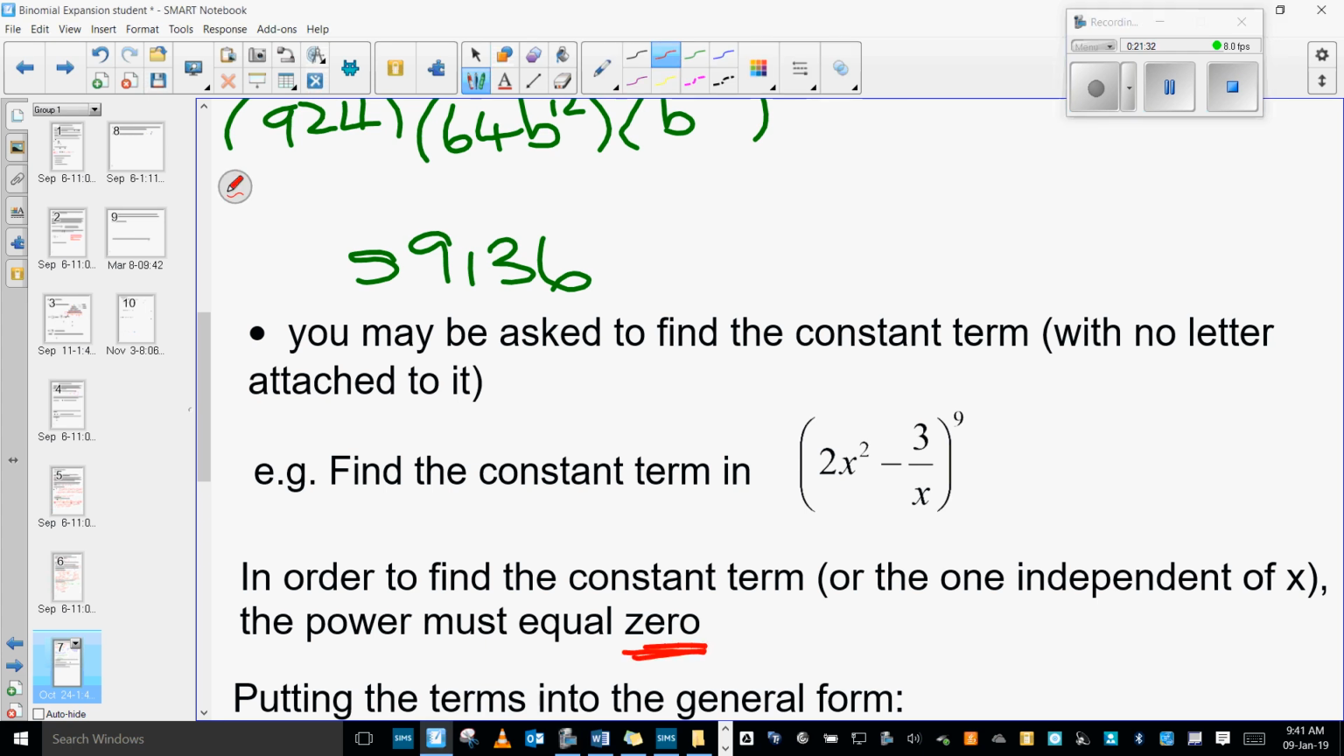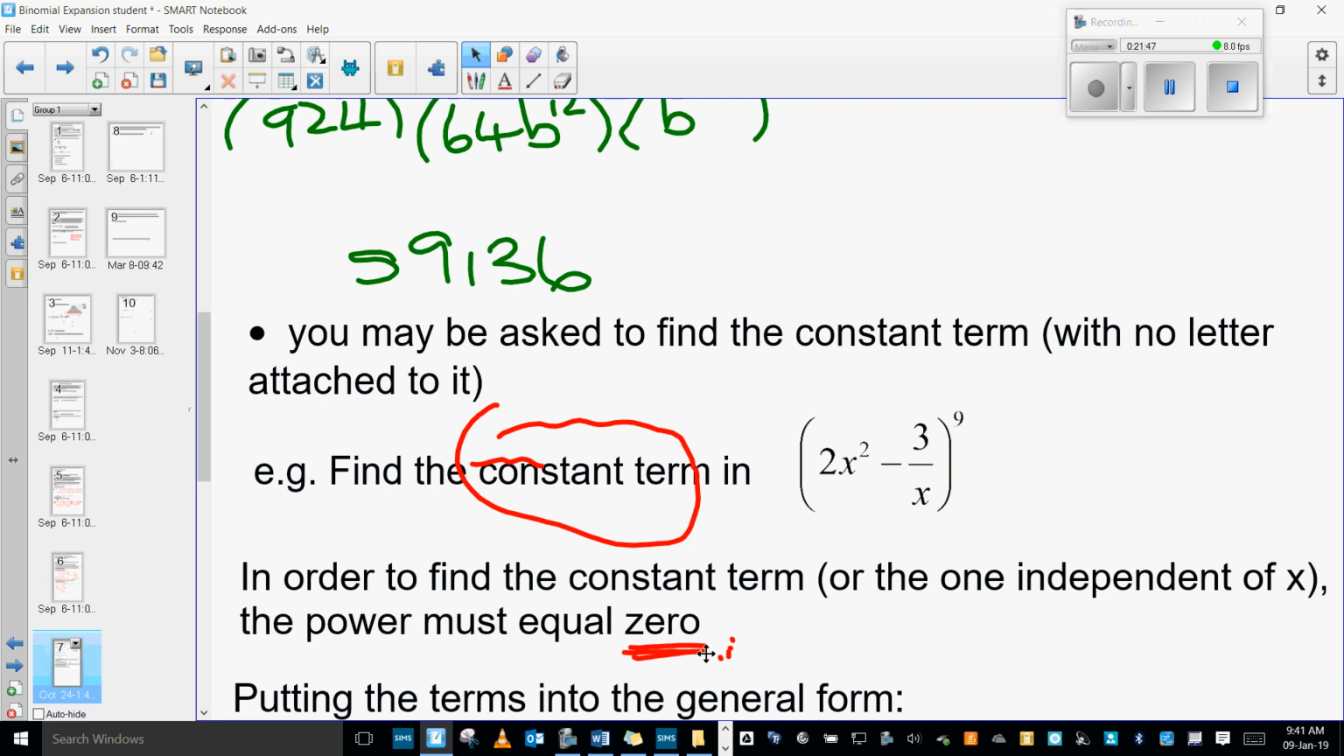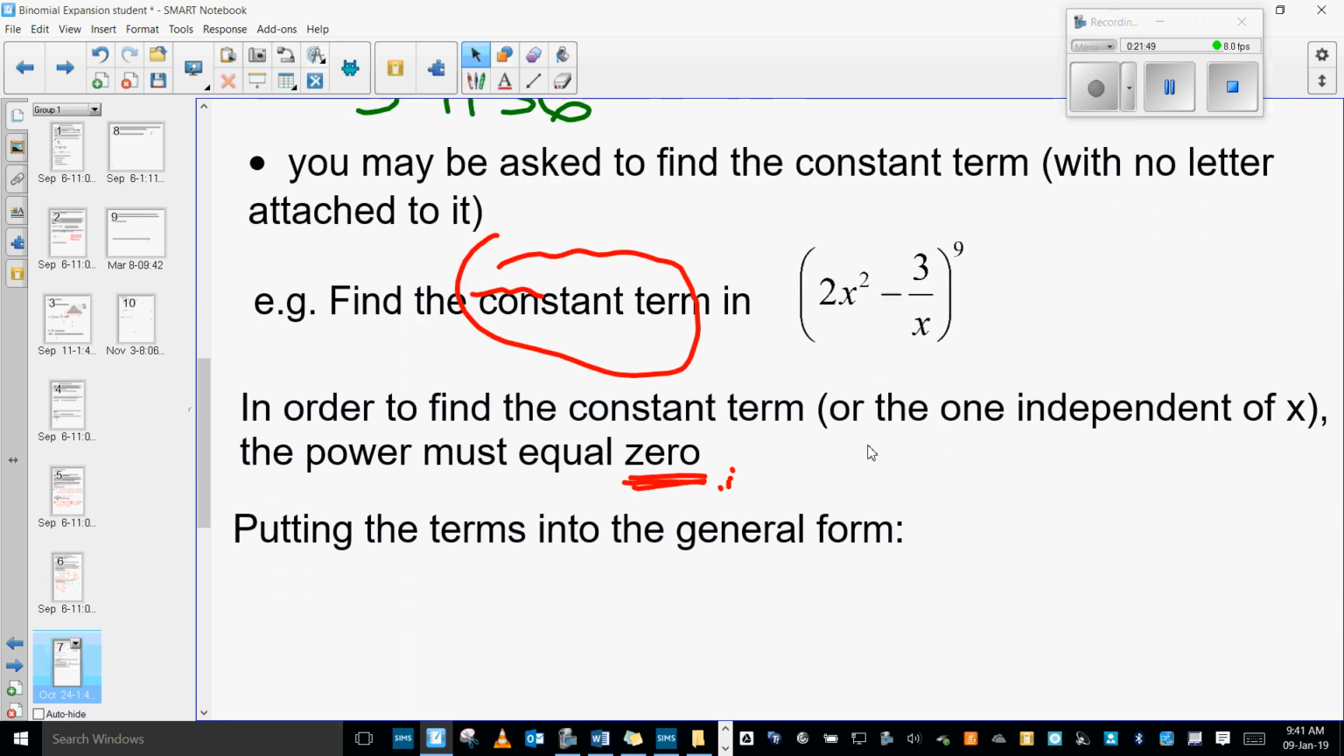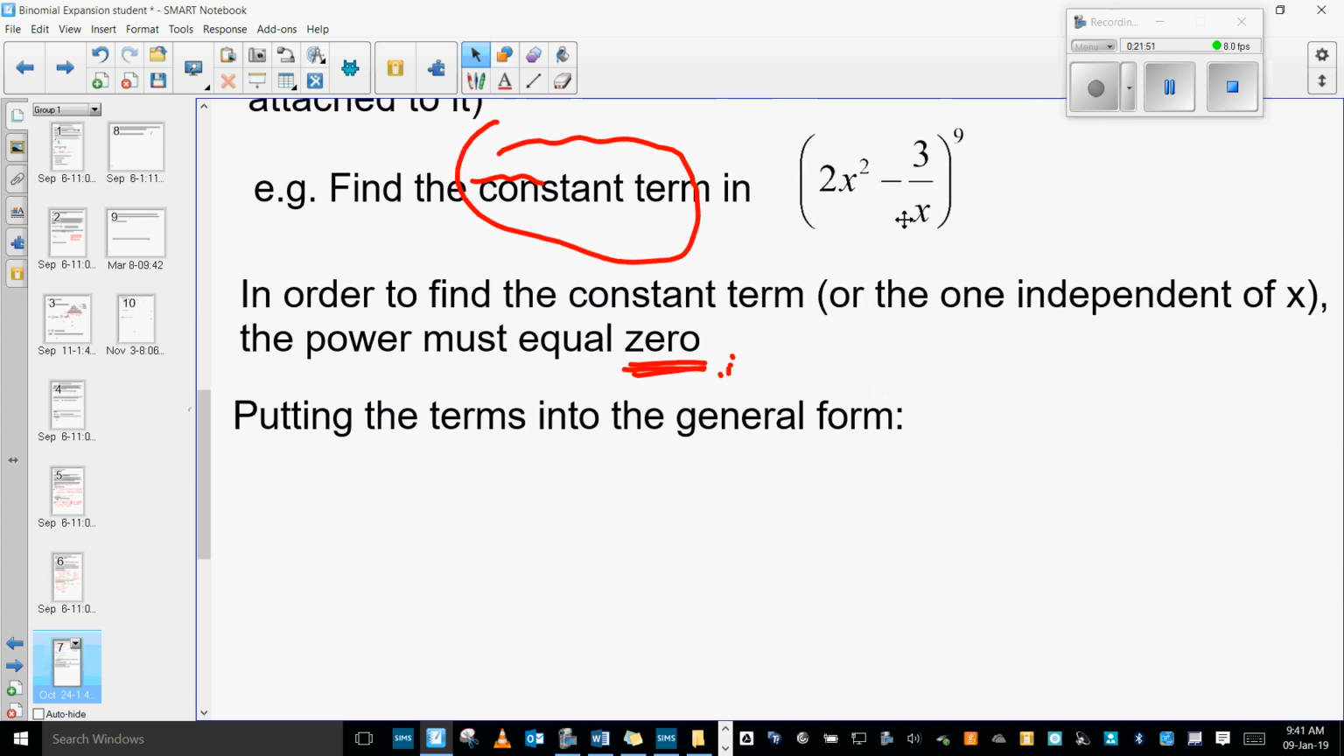Okay? So if you see the phrase constant term, you're going to be finding when the power of x is 0. But the process that we're doing everything else is exactly the same. Okay? So, what did we have to do with this first of all before we start? Get rid of the fraction. Yeah? So how is this going to now be written?